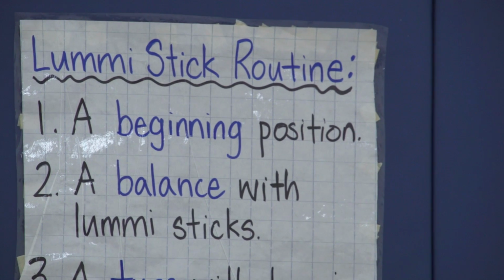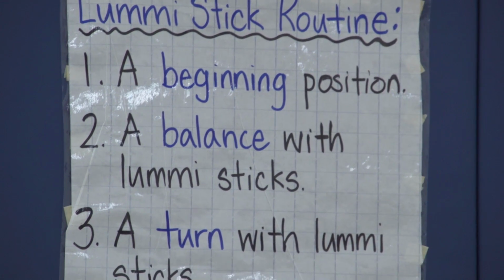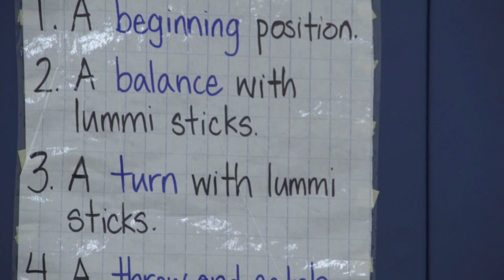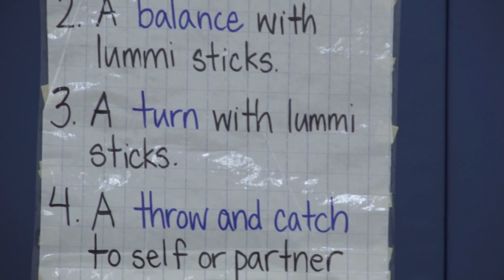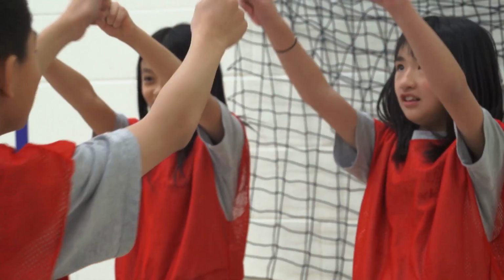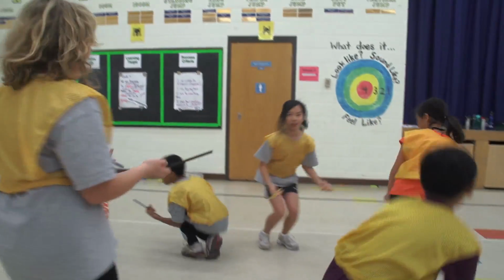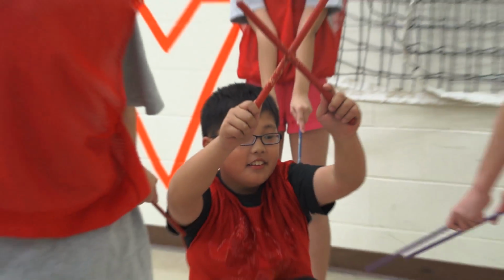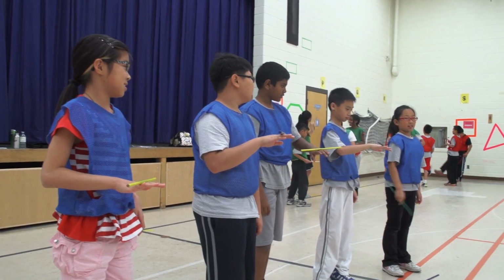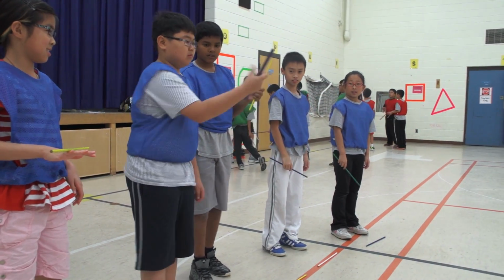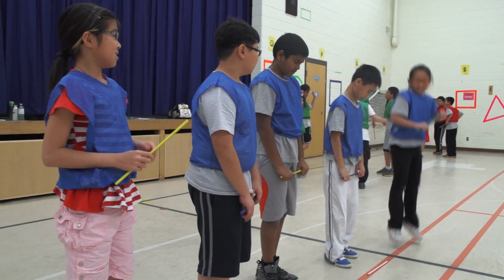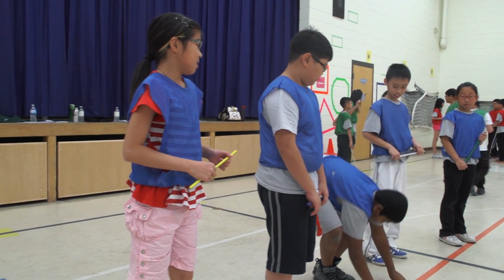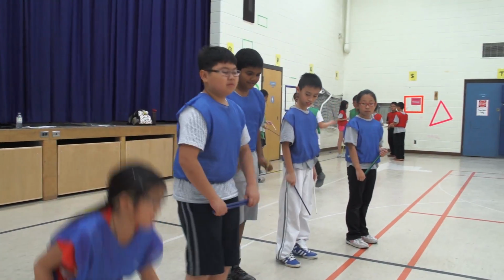Students work in small groups and use their sticks to create a routine based on the action words. Routines include the following: a beginning position, a balance, a turn, a throw and a catch, an ending position. Students may add 2 to 4 more actions of their choice, such as a flip, spin, stretch, jump, bounce, sink and rise, or twist.